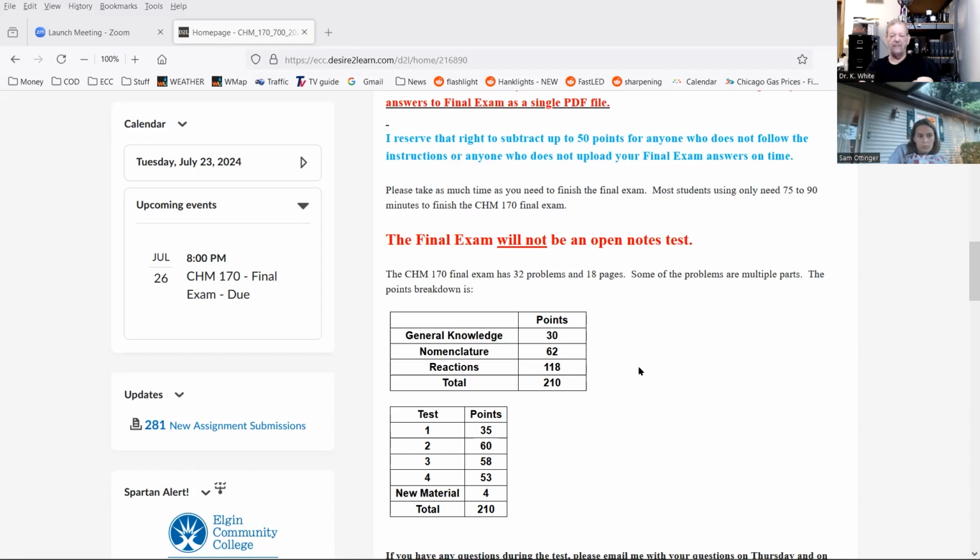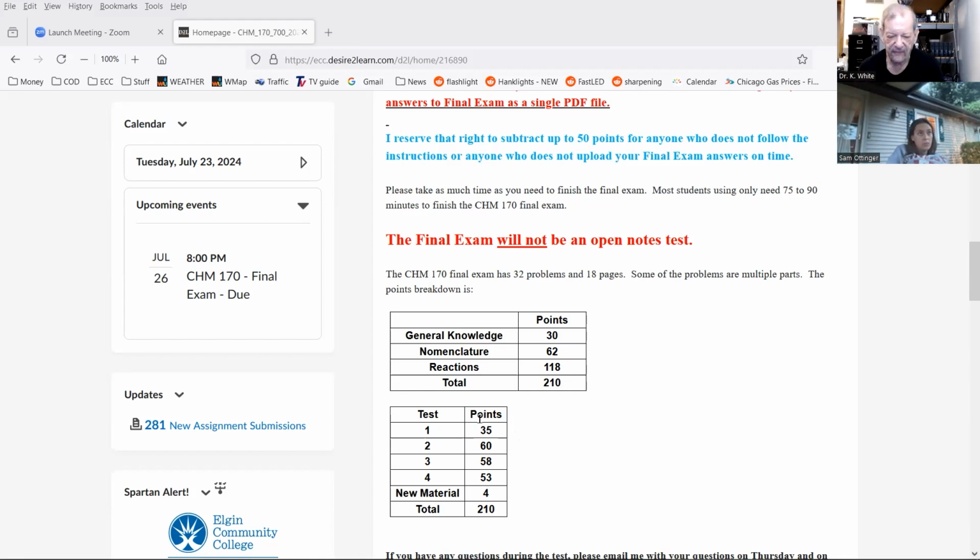All right, the point breakdown. 30 points general knowledge, 62 points nomenclature. Remember, nomenclature is give the IUPAC name or the common name or draw the structure. And then 118 points reactions, and most of those are give the product or products. There are a few synthesis problems.